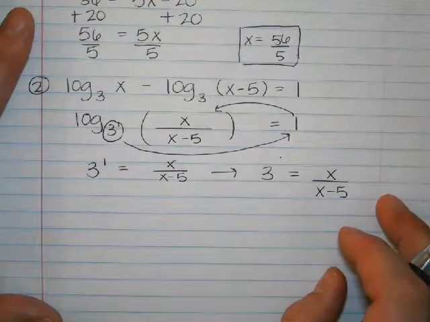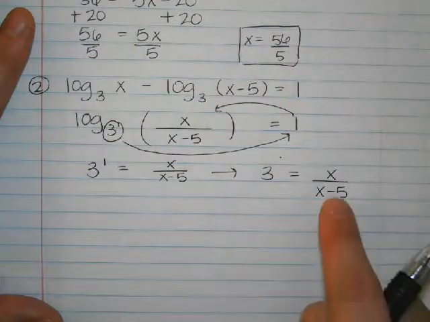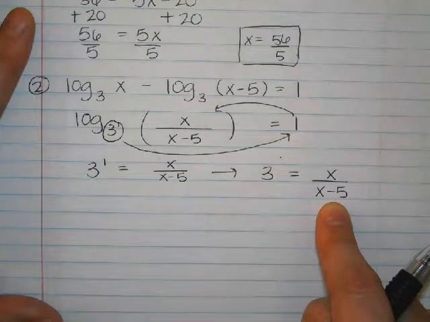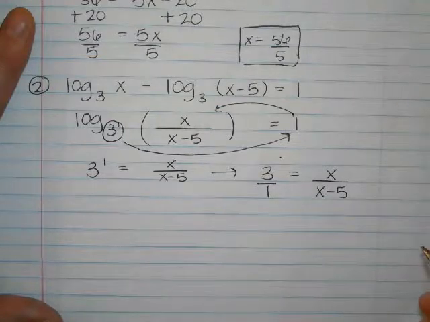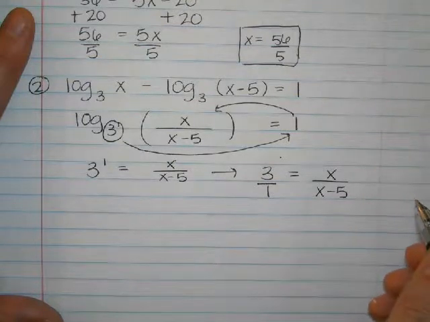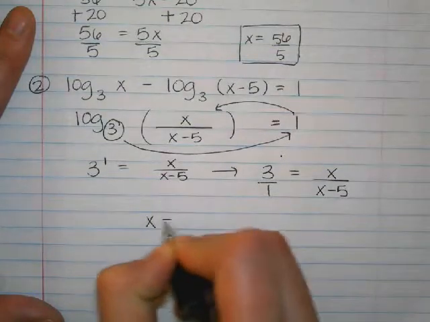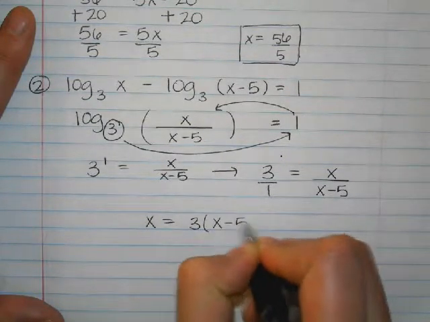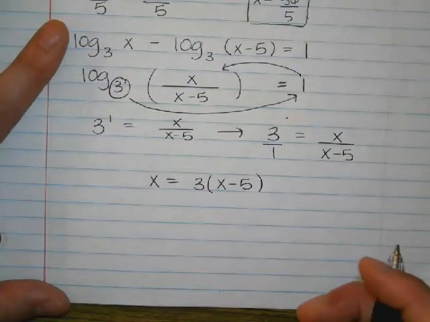And yeah, there's a few different ways of handling this. One way is just to multiply both sides by x minus 5 to get it off the bottom of the fraction. The other way to think of it is to put the 3 over 1 and cross multiply, because a lot of students really like cross multiplying from middle school for whatever reason. So you can multiply each side by x minus 5, or you can cross multiply. It is totally up to you. Either way, you're going to end up with x equals 3 times x minus 5.